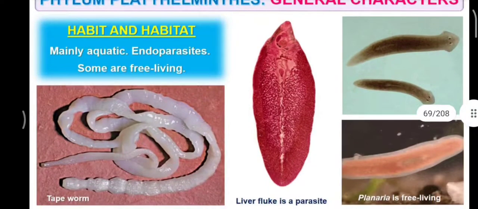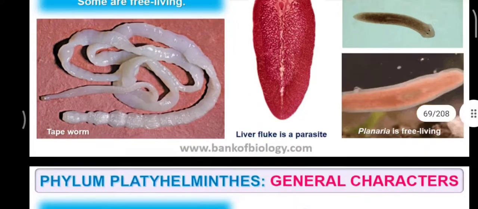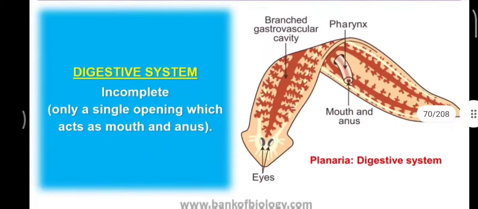And here, habit and habitat: they are mainly aquatic, living in water, and some are endoparasites. Very few are free living. They can cause diseases in humans as well as other animals, acting as endoparasites. Some are free swimming organisms.